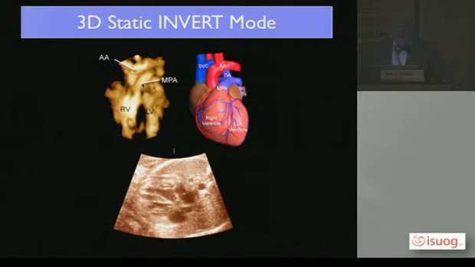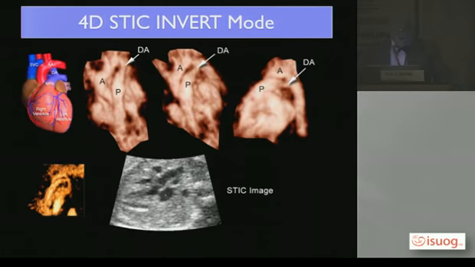This is the main pulmonary artery, the aorta going behind it like so, the right and left ventricles. Here we see other examples of the invert mode rendering. We can also create a clip. This is a clip of that inverted image, and you can again see a three-dimensional structure of the heart and the outflow tracts, all acquired from a STIC acquisition.